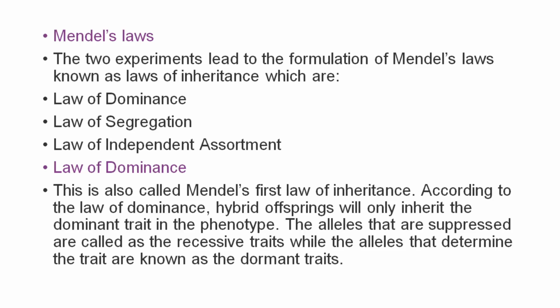The capital T and capital T are dominant. Why? Because it's having dominant alleles. They are dominant. They are expressing their phenotype. And the small t and small t are in the suppressive condition. That means they are in the recessive condition. They do not show their phenotype. Here he is showing that hybrid offsprings will only inherit the dominant trait in the phenotype. The alleles that are suppressed are called the recessive trait, while the alleles that determine the trait are known as a dominant trait. That means the alleles which are showing their phenotype are known as dominant traits.